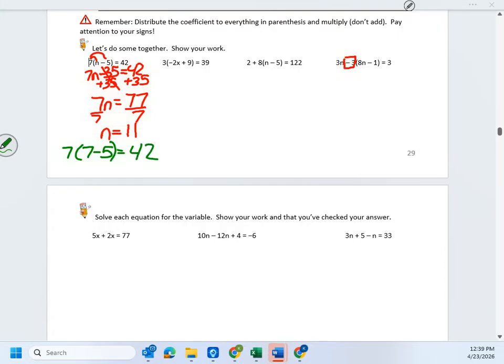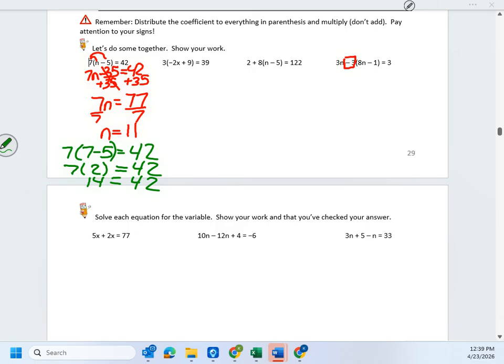so 7 minus 5 is 2. 7 times 2 is 14. He would have said, oh, that doesn't look right. 14 does not equal 42. Uh-oh, I went wrong somewhere. That's why it's important we check our work, because it is that easy to make a mistake, right?